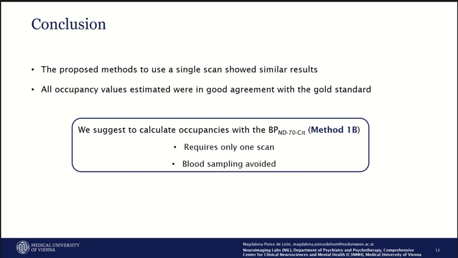We can conclude that both methods proposed to use a single scan show similar results, and all the occupancy values estimated were in good agreement with the gold standard. We finally suggest to calculate occupancies with method 1B. That means using BPND 70 of the citalopram scan instead of BPP 155 of the placebo. The reason for this is that it requires only one scan and the blood sampling is avoided.